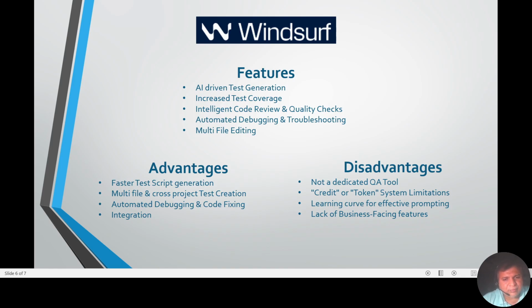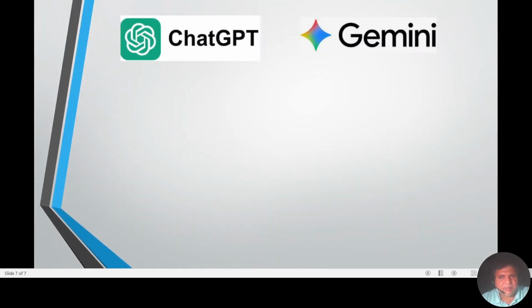Final and last two tools which are very similar, and that is the reason I'm covering them in the same slide. So let's go back to the last slide. ChatGPT and Gemini. So let's discuss some of the features or advantages, I would say, which ChatGPT and Gemini provide.